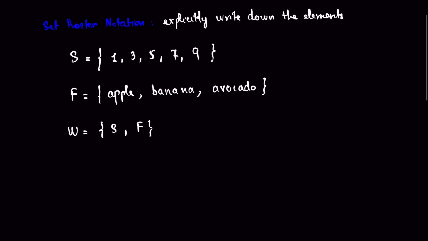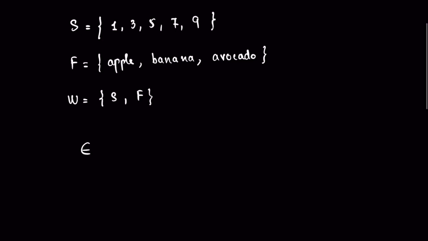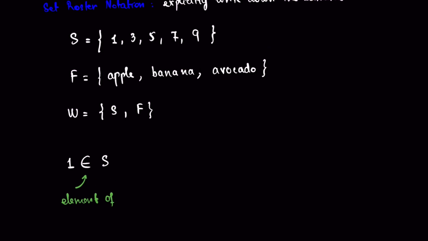To describe an element inside a set, you're going to use the following notation. This looks like a letter E, but it's a little bit curvy, with a line in the middle. In this case, I want to say that the element 1 is an element of the set S. So I'm going to write 1 is an element of the set S. Now I can also say that apple, the string apple, is an element of the set F. Again, this notation is "element of".